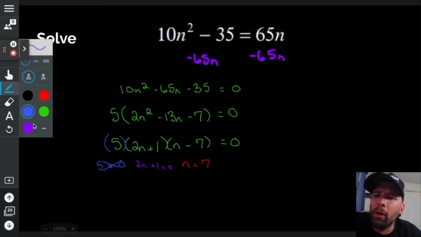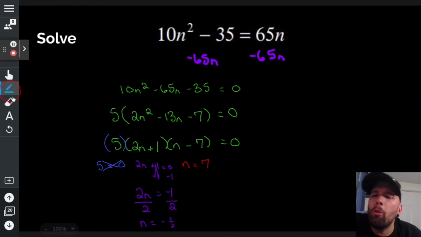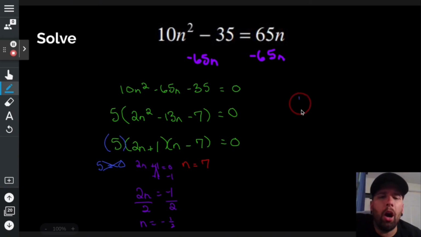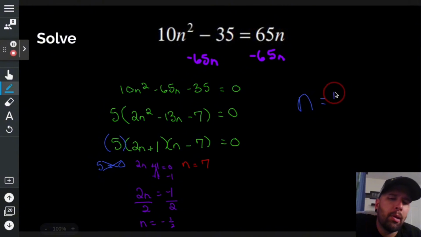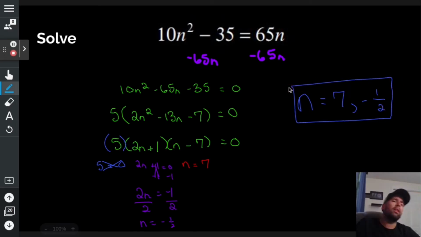Now I have here in purple 2n plus 1. So I actually have to do a little bit of math. Let's subtract 1 from both sides. That gives me 2n equals negative 1. Divide by 2, divide by 2, and n equals negative a half. So my two answers for this guy are going to be 7 and negative 1/2, not in any particular order. It doesn't really matter the order that you have it in, but those are my two answers.